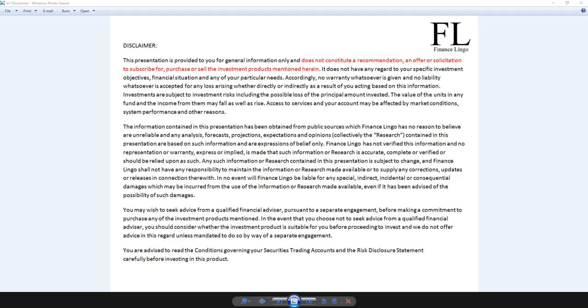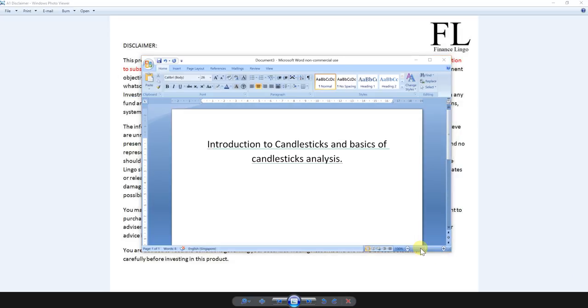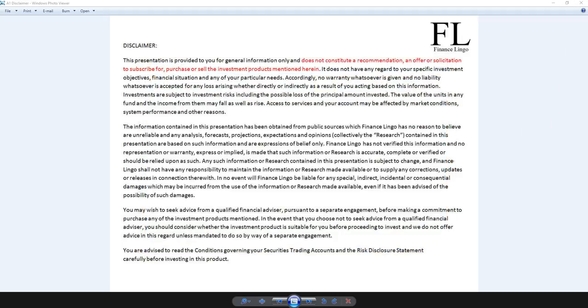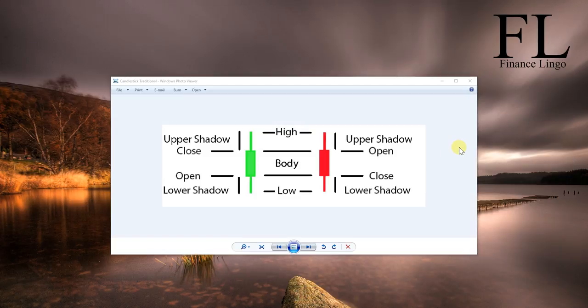Alright, so today we are going to teach you candlesticks and the basics of candlestick analysis. So let's get to the basics. In candlestick analysis, we start with learning what candlesticks are. Basically, it's called a candlestick because it looks like a candle.